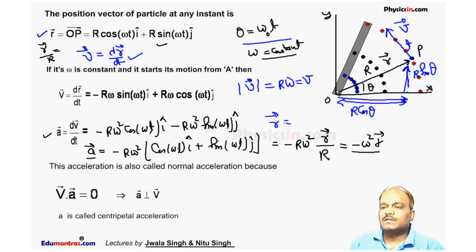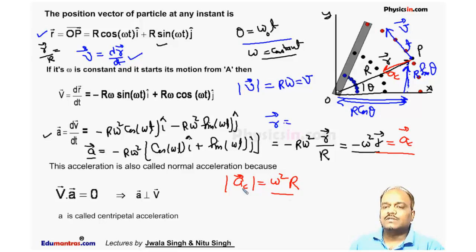So this acceleration is also sometimes called centripetal acceleration. Sometimes if the particle is moving in a circular path, then this is called centripetal acceleration. Otherwise this is sometimes also called normal acceleration. The magnitude of centripetal acceleration is omega square, and mod of vector r is capital R, the radius of the circle.